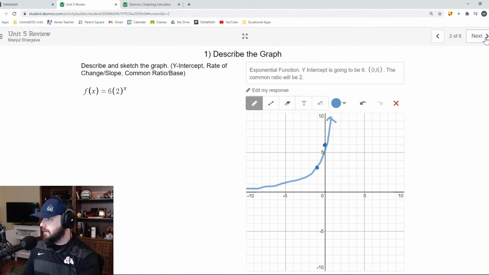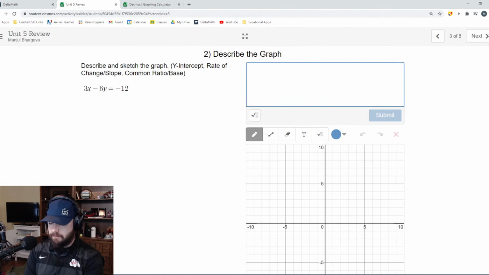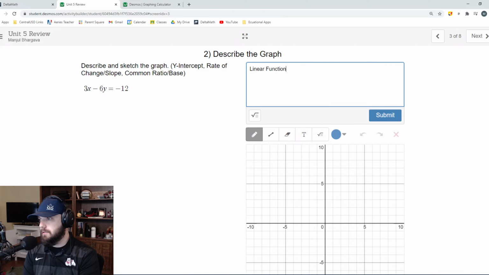Okay. All right. So next problem. This is going to be a linear function. We know it's a linear function because there are no exponents. We're not raising anything to a power. And this is in standard form.